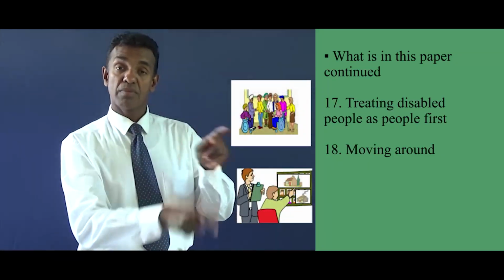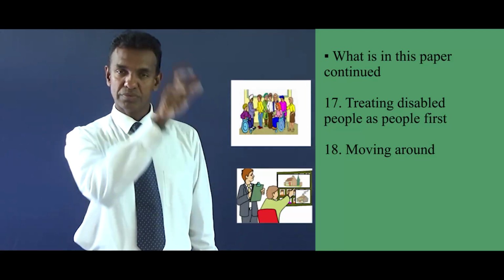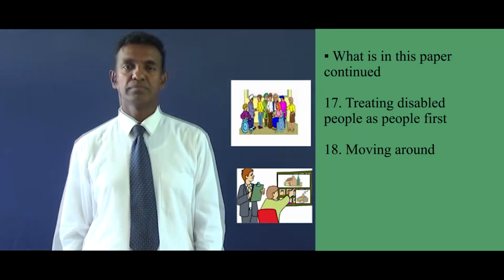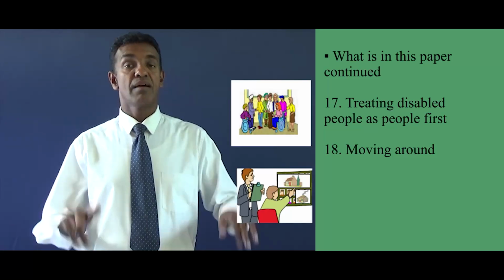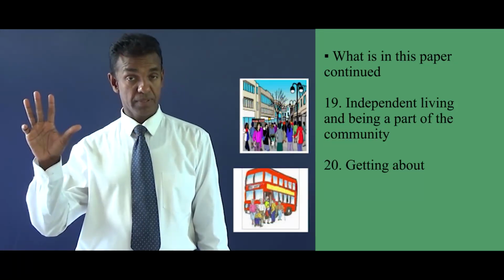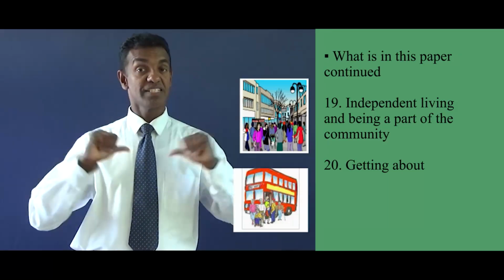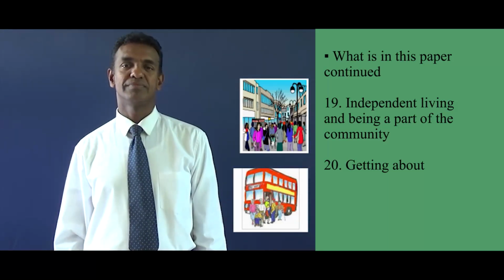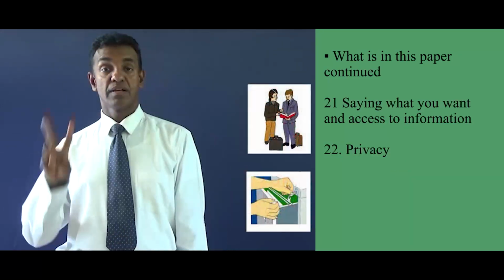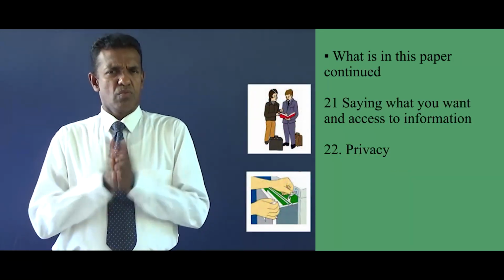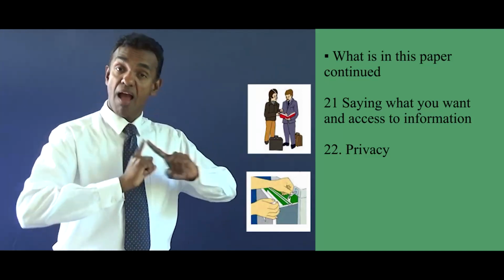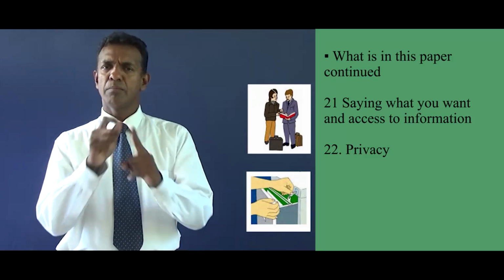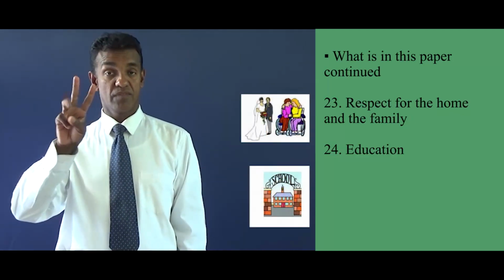What is in this paper continued? Treating disabled people as people first. Moving around. Independent living and being a part of the community. Getting about. Saying what you want and access to information. Privacy. Respect for the home and the family.